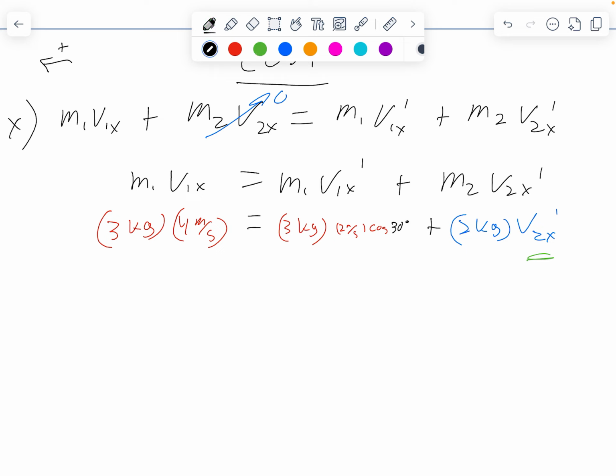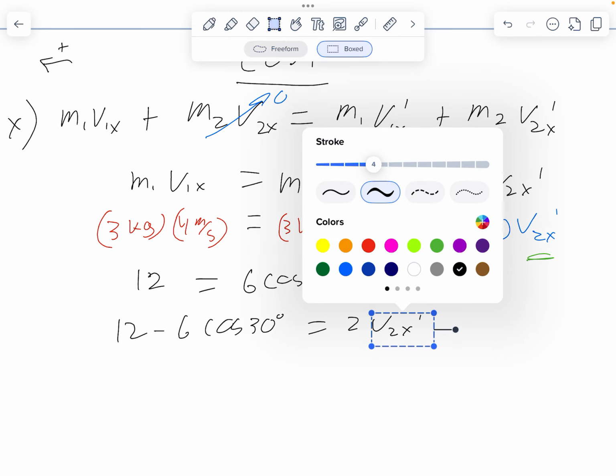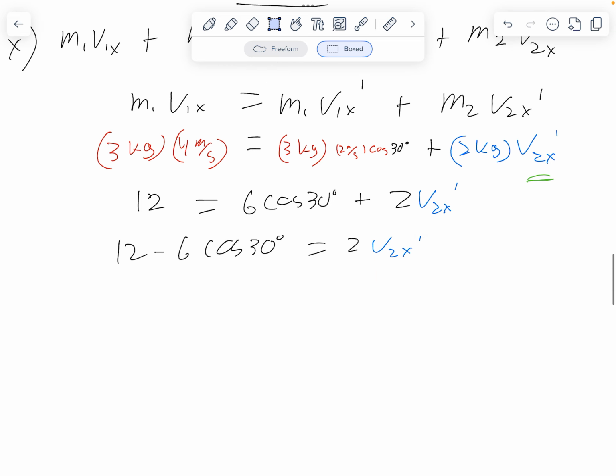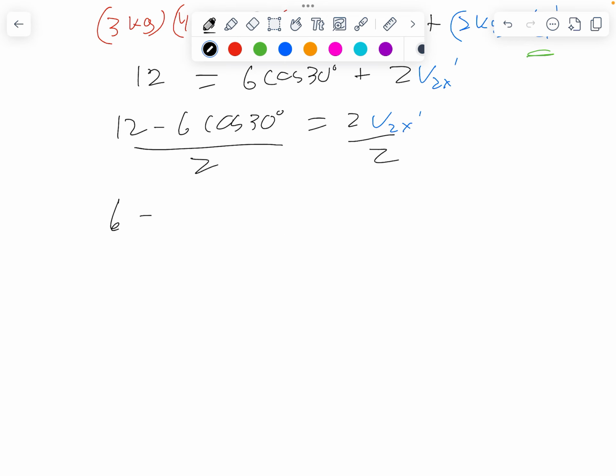So 3 times 4 is 12. And then I have 3 times 2 is 6 times cosine of 30 degrees, plus 2 times this V2x prime. So then 12 minus 6 cosine of 30 degrees is equal to 2 V2x prime. And let's keep it blue so that we're tracking what we're solving for. Great. So I'm going to divide by the 2 to isolate the variable. So 12 divided by 2 is 6, and 6 divided by 2 is 3 cosine of 30 degrees, and that's going to be equal to my V2x prime.